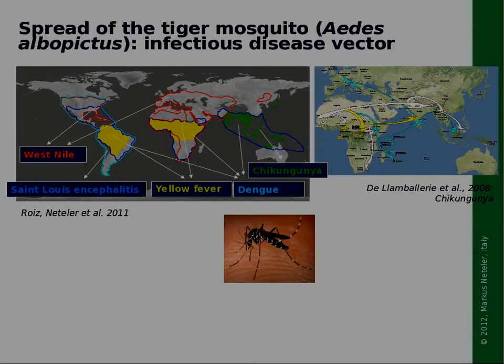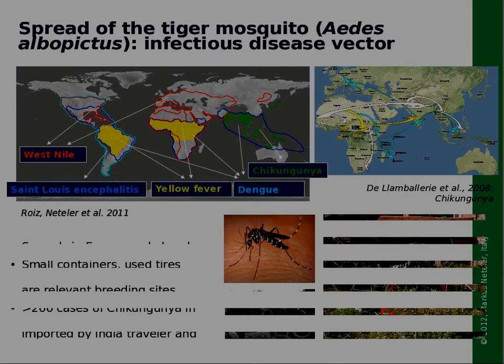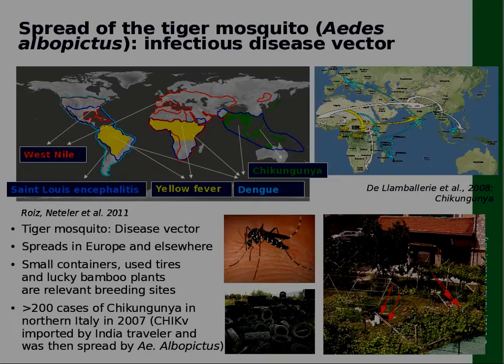Looking at some applications. An important topic is the spread of the tiger mosquito Aedes albopictus, which is an infectious disease vector. The map shows different diseases transmitted by the vector and also the distribution of the vector itself. It spreads meanwhile in Europe as well. It is known in other areas of the world for long decades. It survives and breeds in small containers, using also tires and lucky bamboo plants for breeding sites.